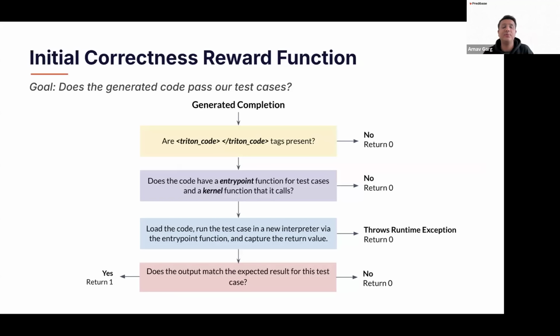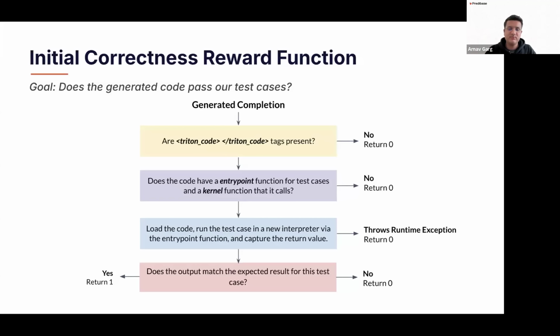So if it doesn't have that, then we know that this cannot be a valid kernel to begin with, because those are the two things we want it to do. Let's say it gets that right as well. The third step is to load this code, right? We know it's valid, run the test case in a new Python interpreter on a GPU, and then capture the output value.